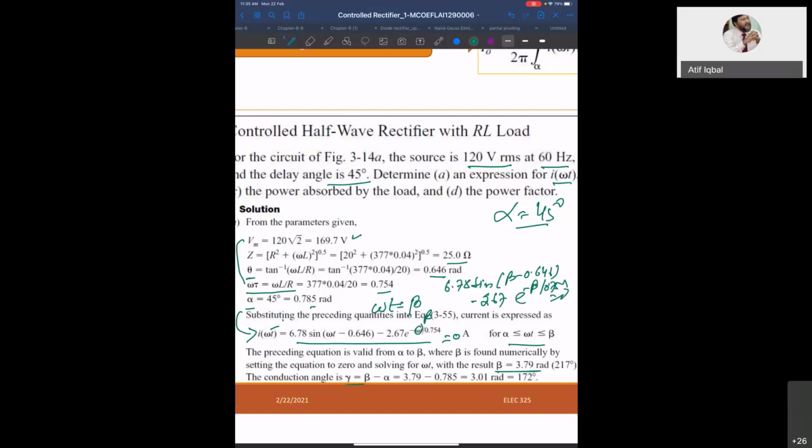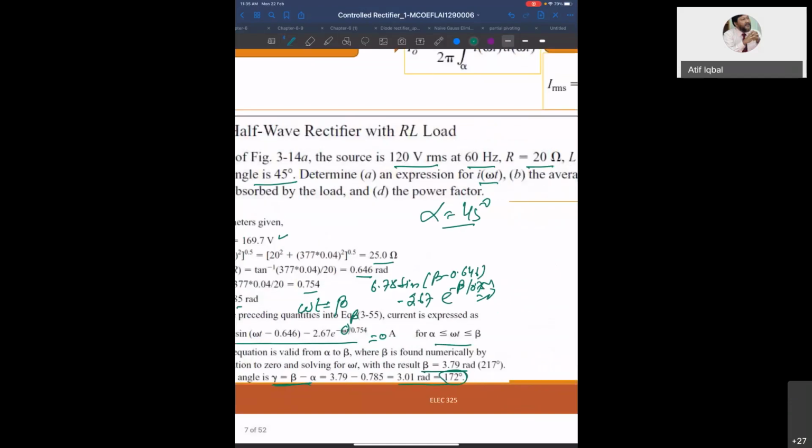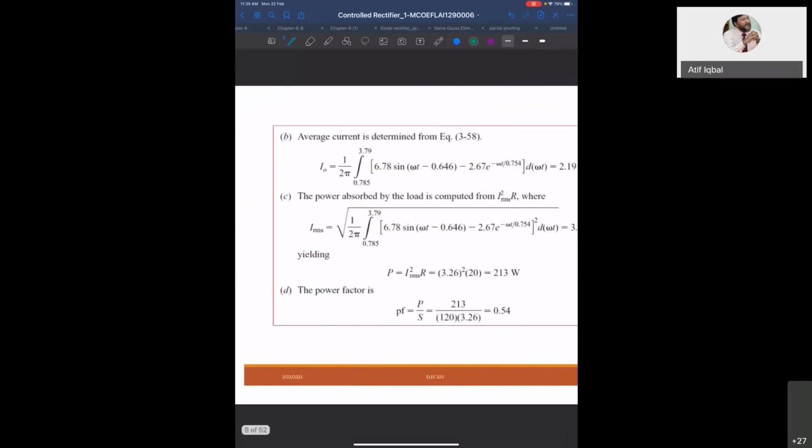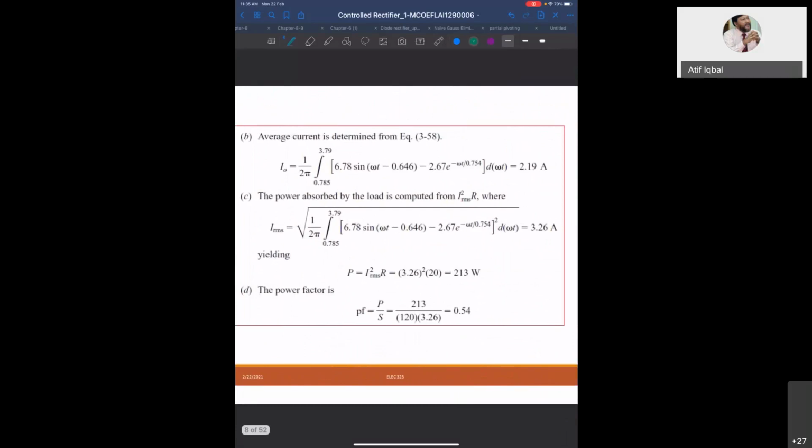So what is the conduction angle? Conduction angle is beta minus alpha. So this gives you the conduction angle 172 degree. That means the thyristor remained on for 172 degree. Do you understand? Any question? Then the average current, this is I of omega t, and this is alpha, this is beta. This is the RMS value, and then the power factor, power loss.